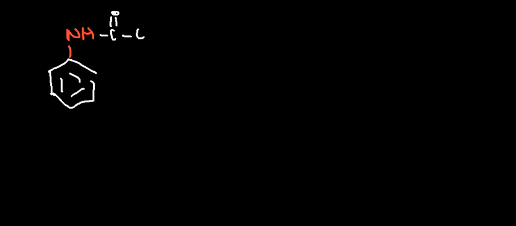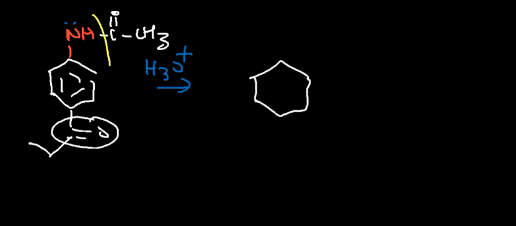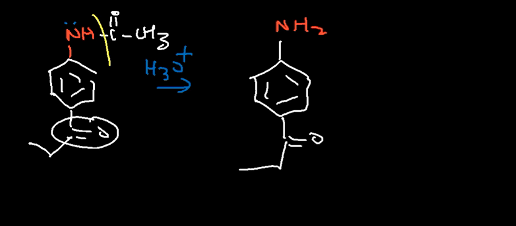Alright, so now I'm going to redraw it, but I'm going to rotate it a little. So I'm going to put the nitrogen back on the top instead of the top right position. So now we have this. Our last step is to add H3O+. And that's going to basically hydrolyze this bond. It's not going to affect a ketone. So now we have our amine group. And now we have our ketone.